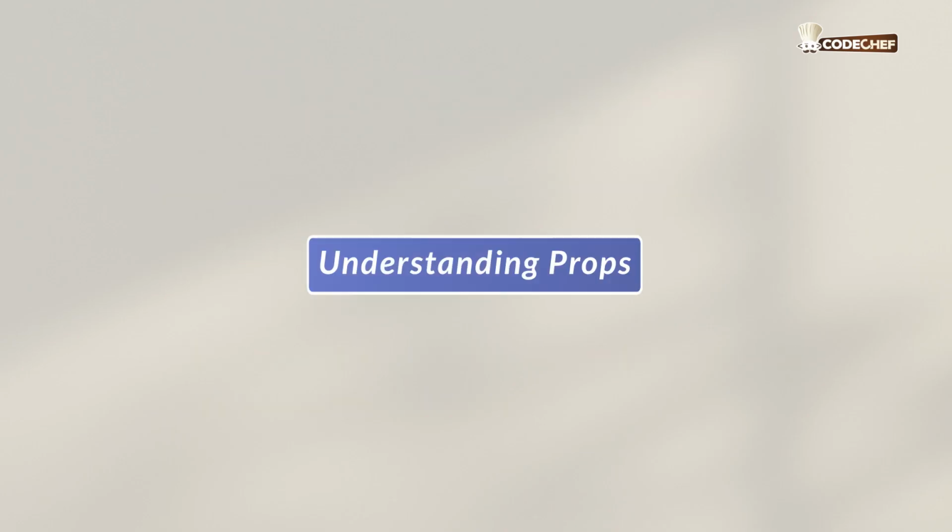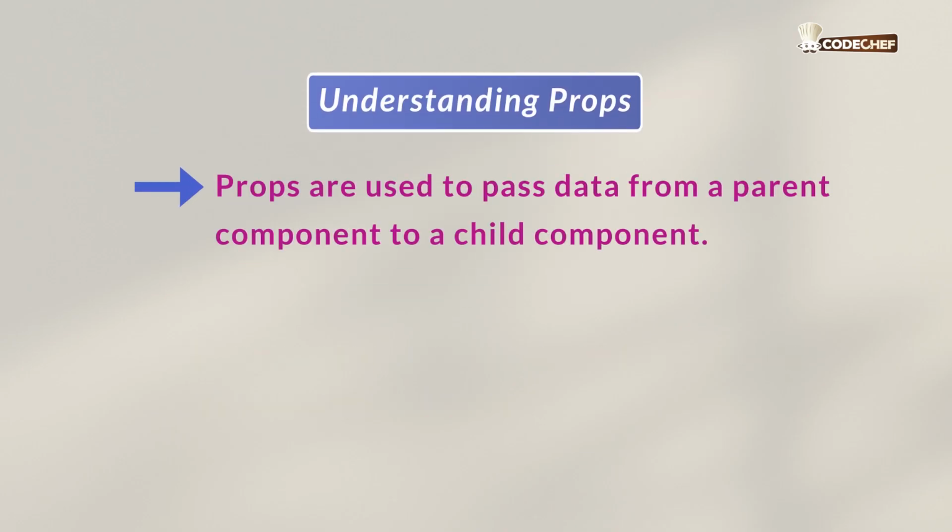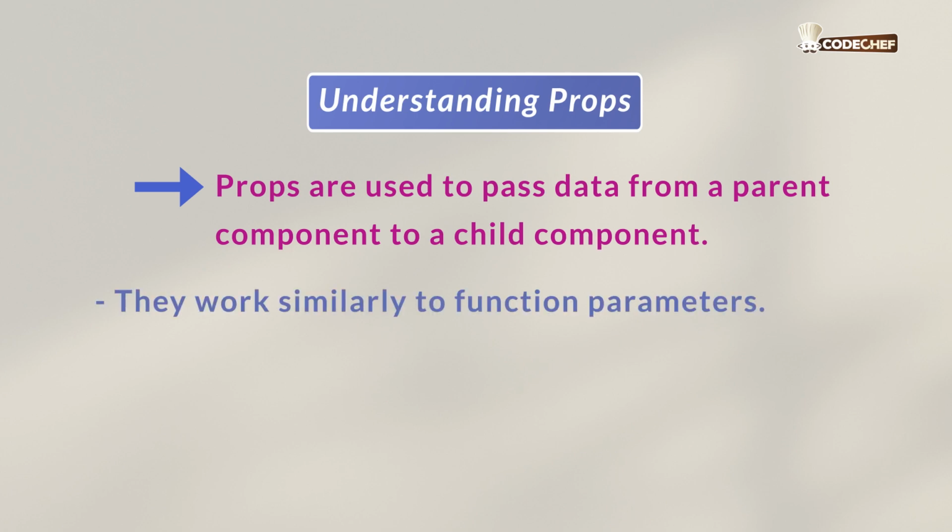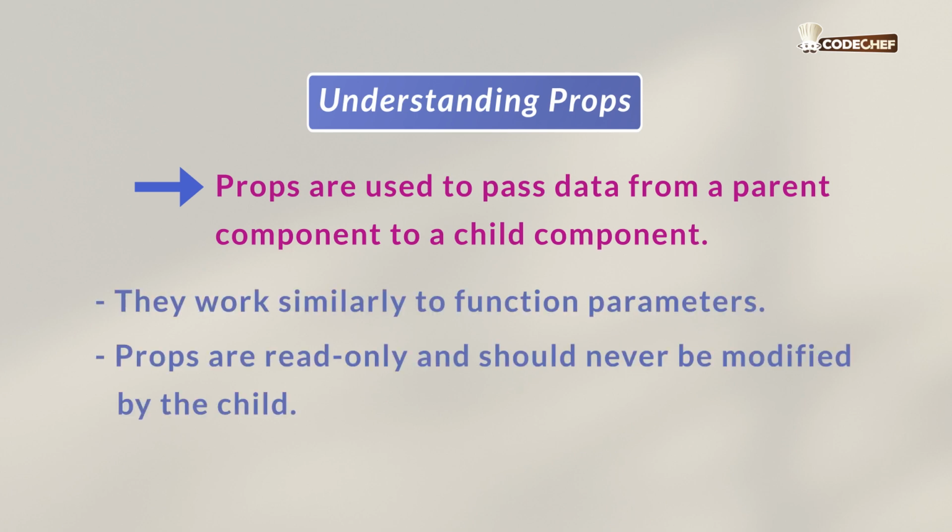Let's start with props. Props are used to pass data from a parent component to a child component. They are similar to function arguments. The child component receives them and uses them, but does not modify them. An important rule to remember is that props are read-only. A component should never change the prop it receives.